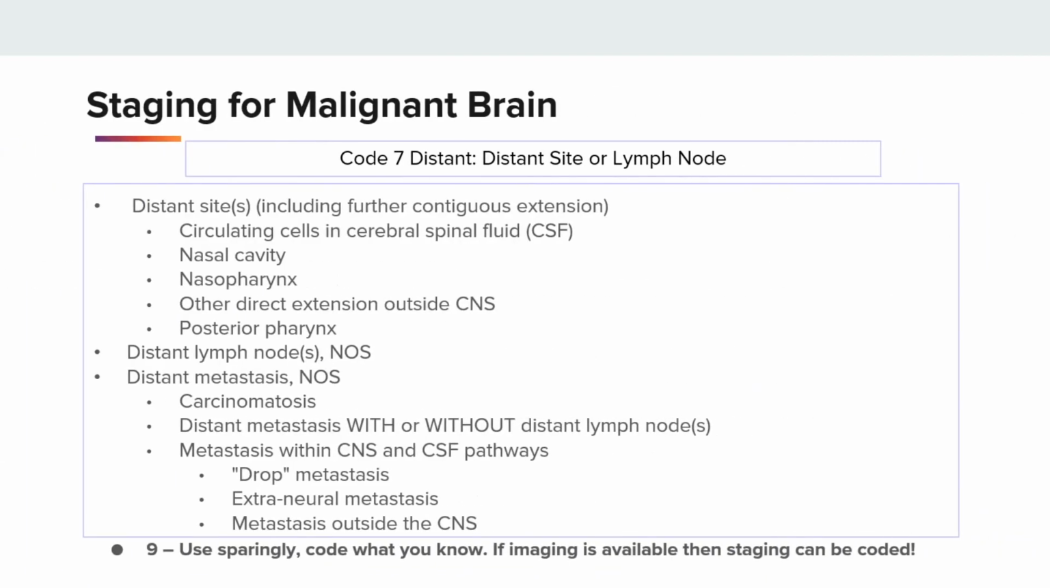There is no regional node staging for this site. So code 7 includes the distant sites, such as nasal pharynx, posterior pharynx, nasal cavity, etc. Then we have the distant METS NOS code. And 9 is unknown and should be used sparingly. If imaging is available, then we usually can have the coding and it should be staged.